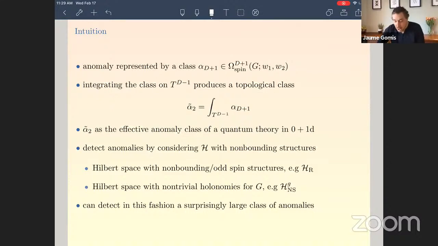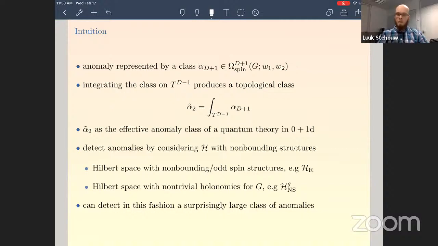Effectively, but the point is that you have to be careful when you do it, because depending on what structure you put on the torus, this will trivially integrate to 0, and you will have no chance of seeing anything. The surprising thing is that here you can try to put certain non-bounding spin structures so that a priori this can be non-zero. And surprisingly, by doing this kind of very simple-minded thing, you can really detect a large number of anomalies. I see.